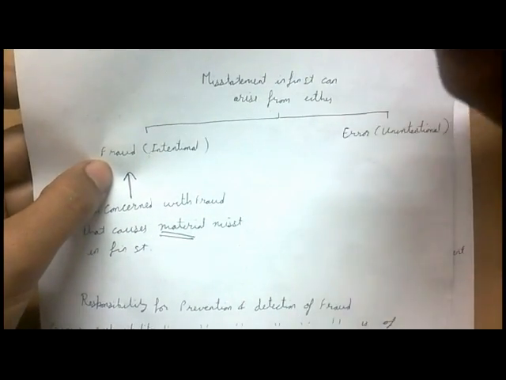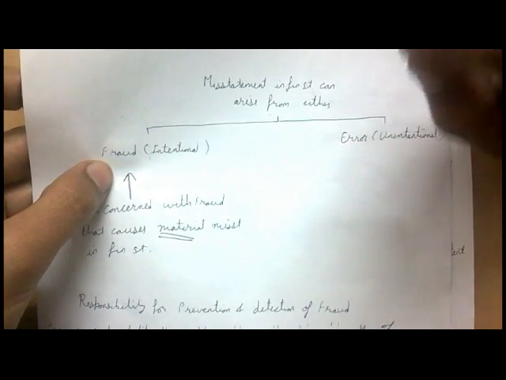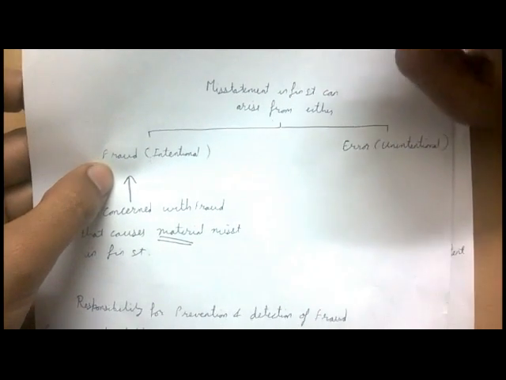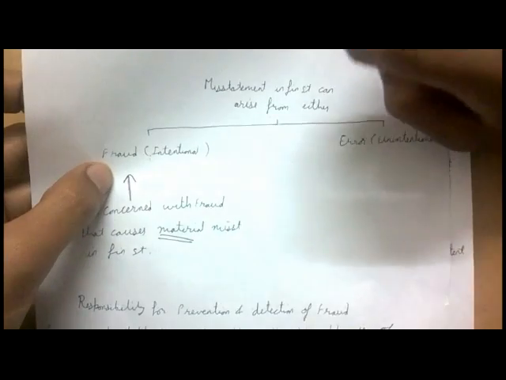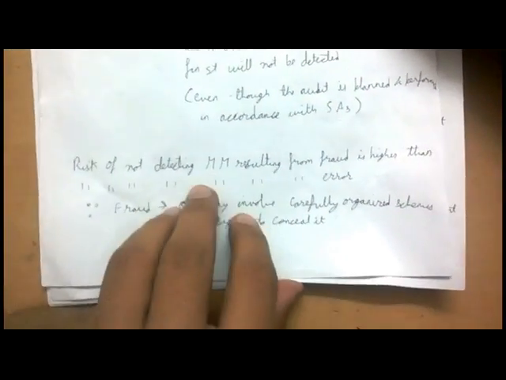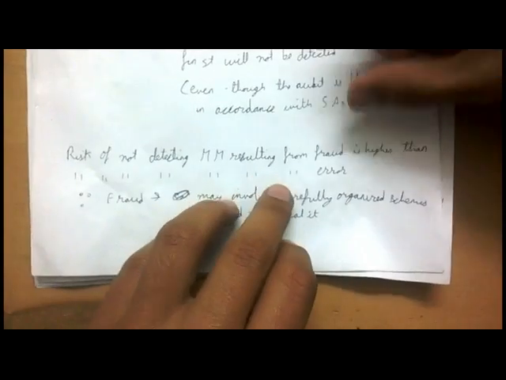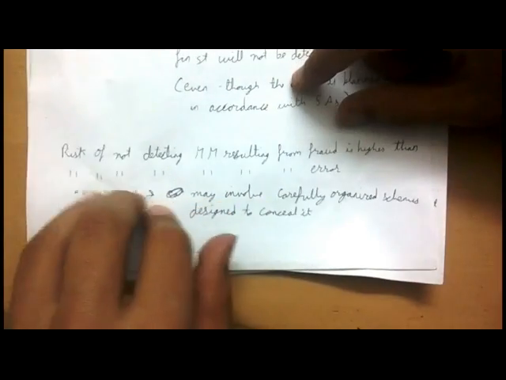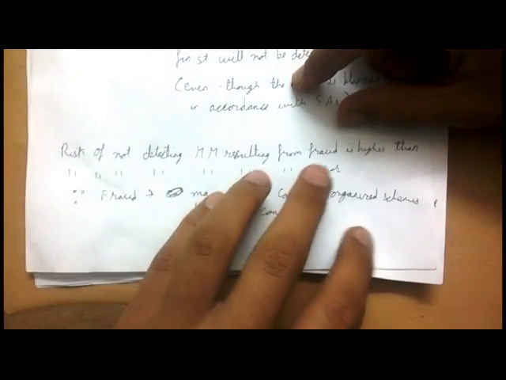Why? Because in case of fraud, the one who has committed the fraud will take steps to conceal it, will take steps to hide the fraud, so that the auditor is not able to identify it. So he has taken some steps, right? So the risk of not detecting material misstatement resulting from fraud is higher than the risk of not detecting material misstatement resulting from error.